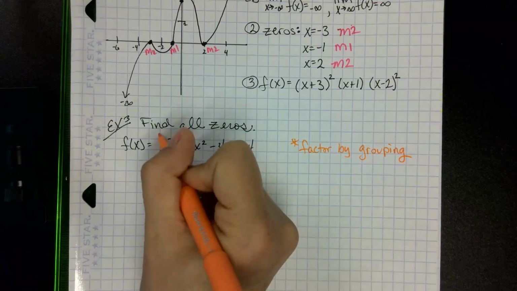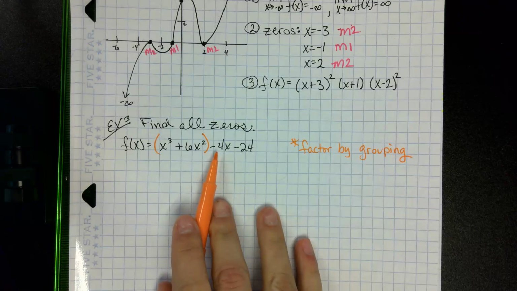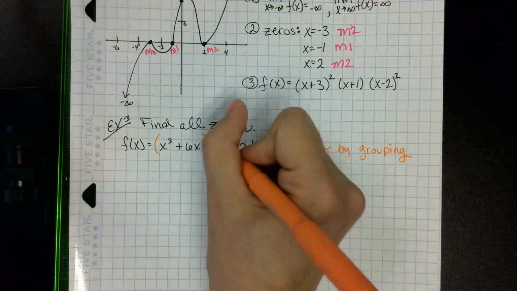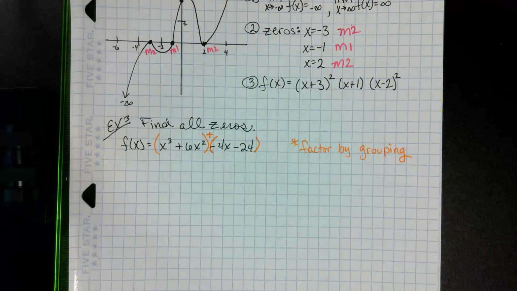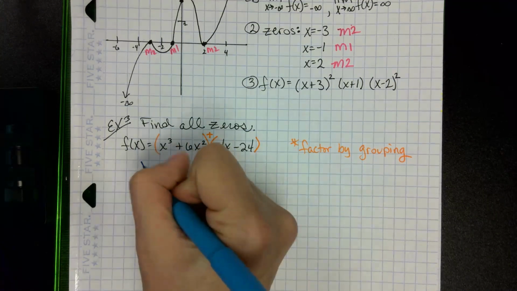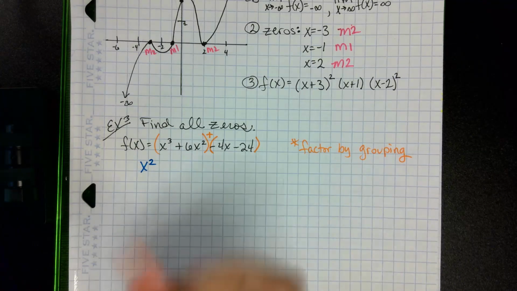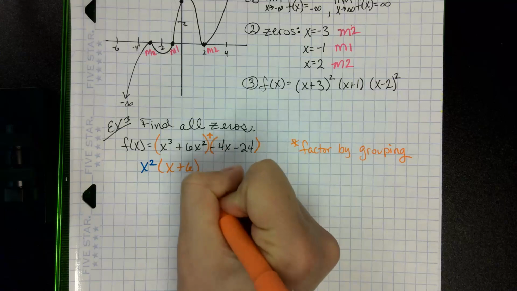Factor by grouping, I group my terms. If your third term is negative, make sure the sign stays with it. So I'm going to group that negative with the 4. And I'm adding these. We're not multiplying, we're adding the groups. And then I look for a greatest common factor from my first group. They both have an x squared, so I can bring out x squared. And then left behind in the parentheses is x plus 6.